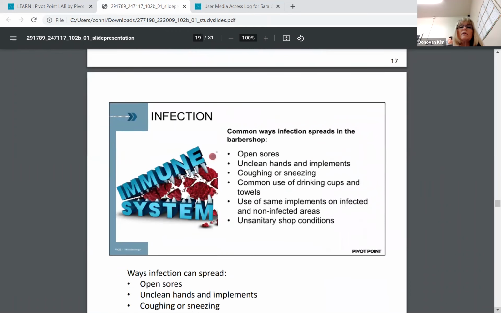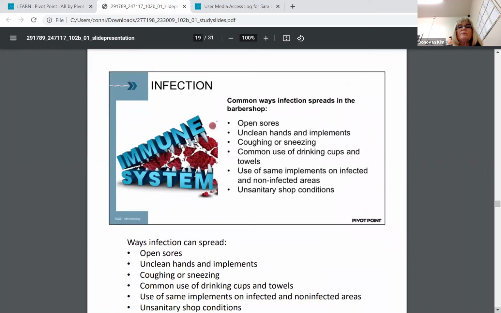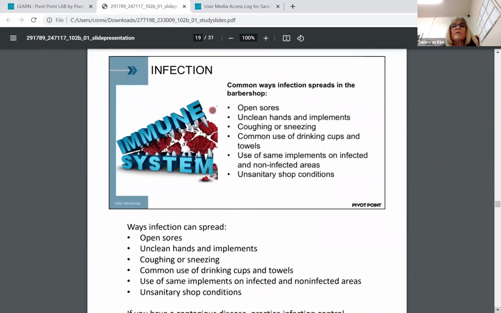So common ways it happens in the barbershop. Open sores. Okay, let's think about that pimple on the back of somebody's neck and you didn't see it, or that ingrown hair that has pus in it, and you went over it with your clippers. Boom, you just opened that up.